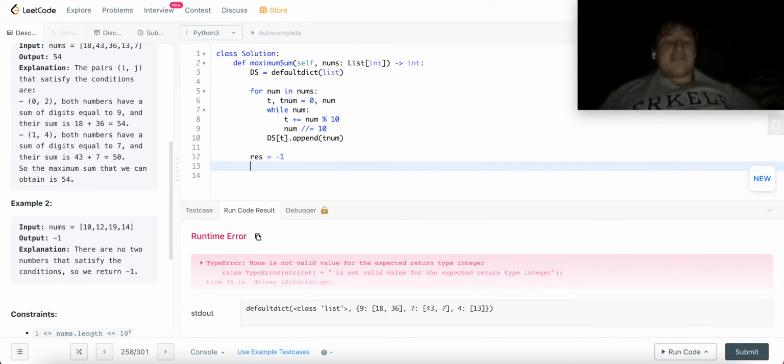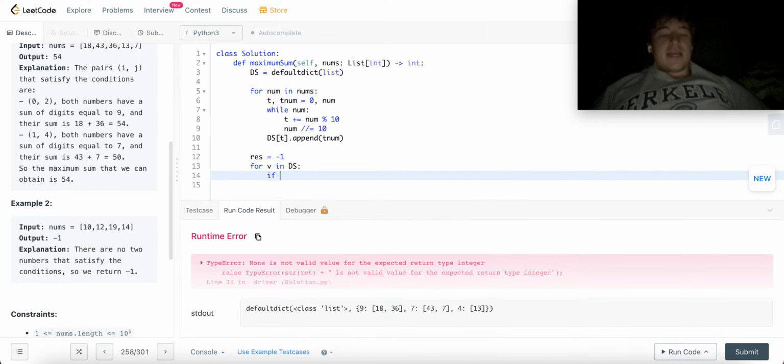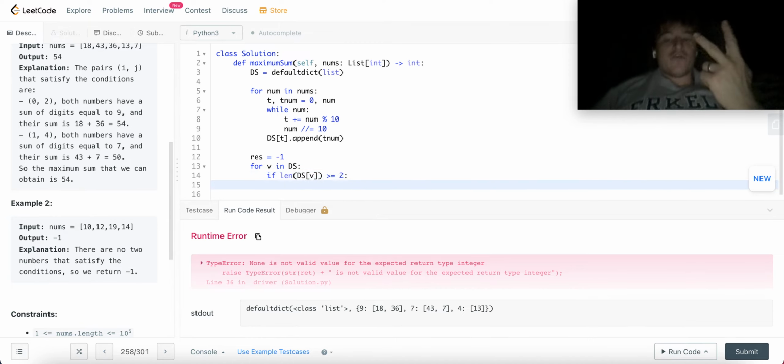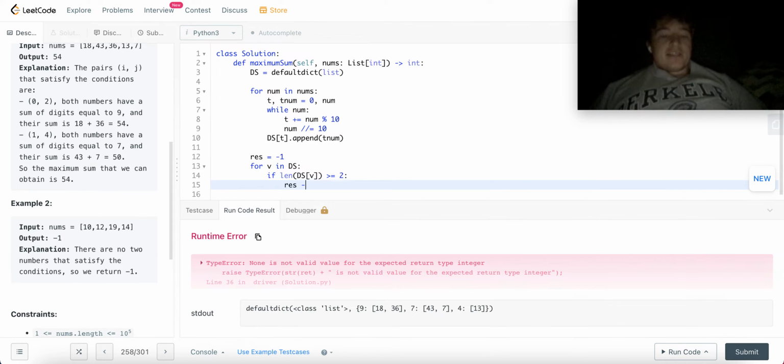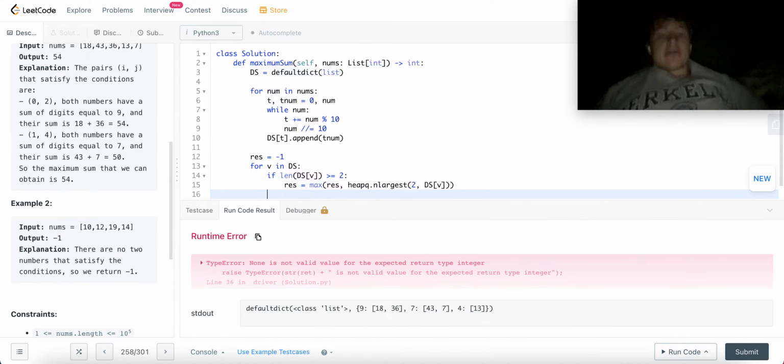And then we'll look at each value in ds, and we'll say if the length of ds of v at that value is greater than or equal to 2, because you need at least 2 values to find this pair, right? Then we just say res equals the max of whatever we think the max is, and heap q dot n largest, we want the 2 largest from ds of v. And then at the end, we just return res.